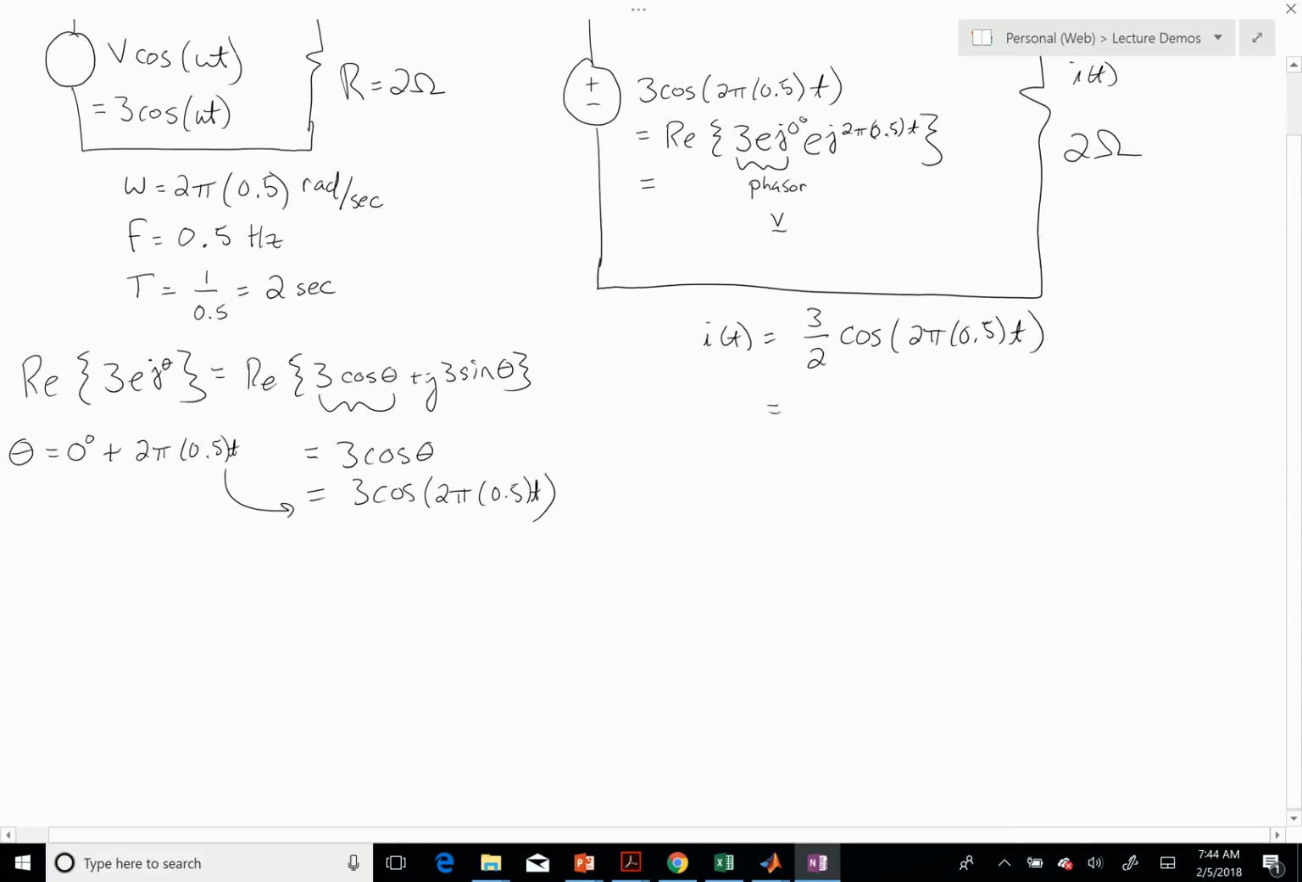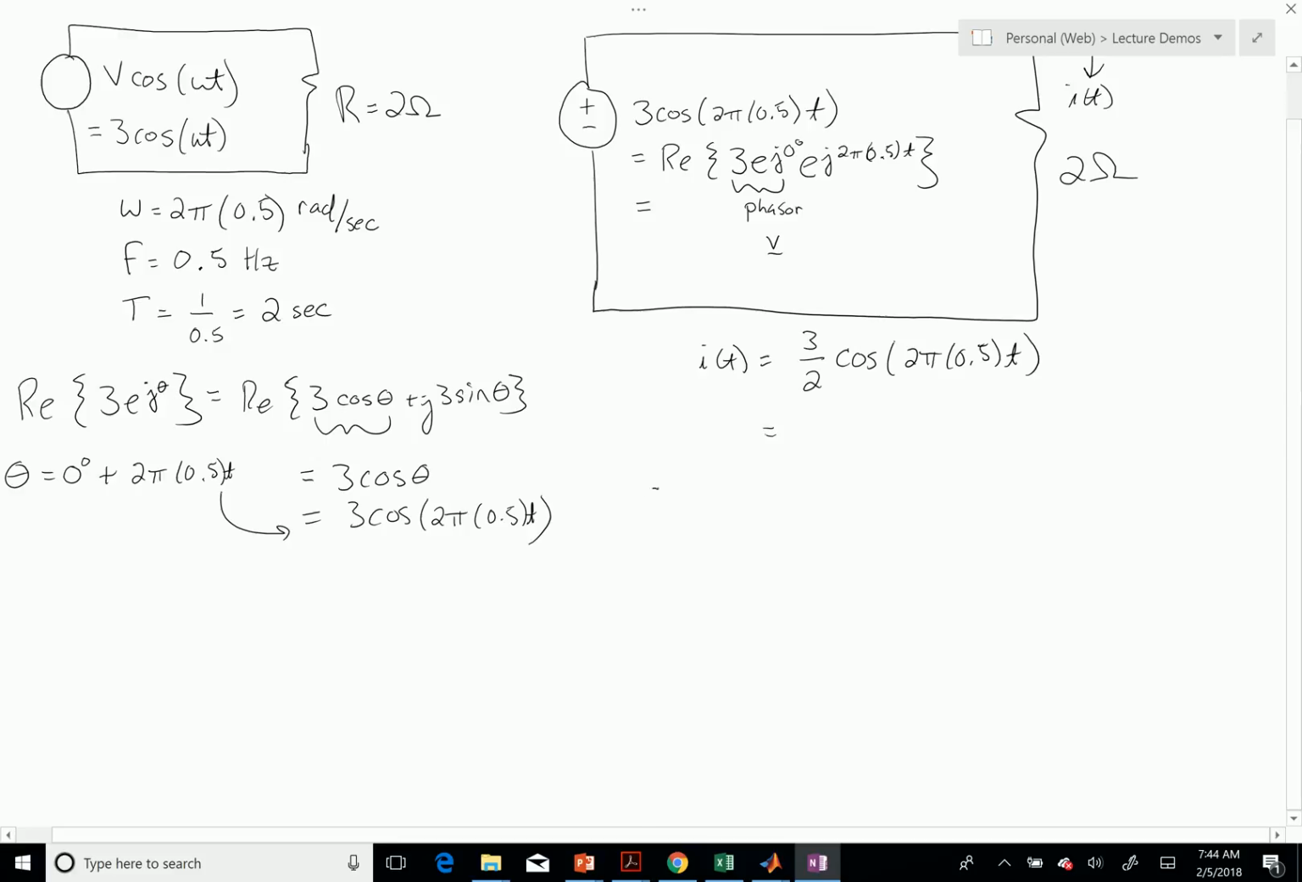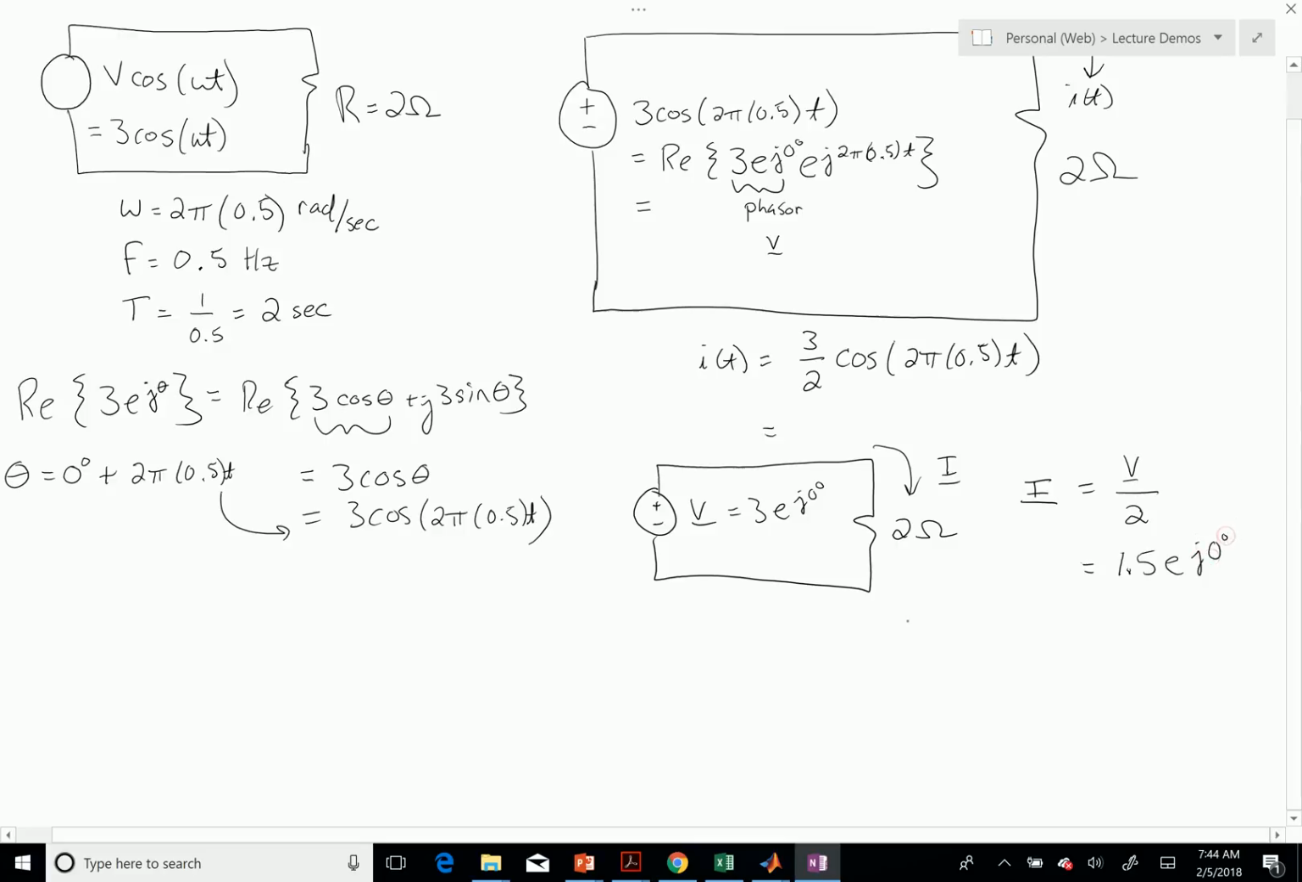Now, if I draw that in the phasor domain, I do this simply in terms of phasors. And I say in the phasor domain, or frequency domain, I say that's V underline. Here's I underline. I write this guy as 3 e to the j 0 degrees. And I say this is 2 ohms. Okay? So I can say that I is simply equal to, by Ohm's law, V divided by 2, right? Or 1.5 e to the j 0 degrees.